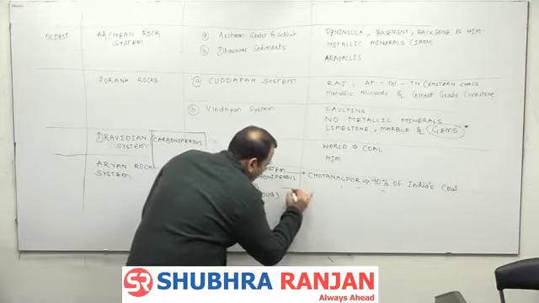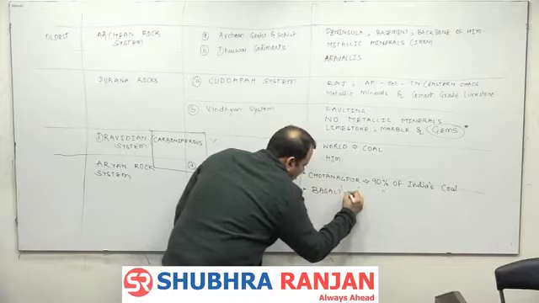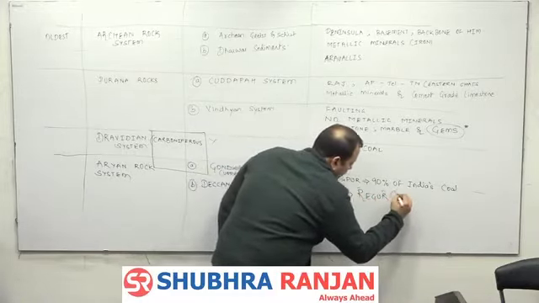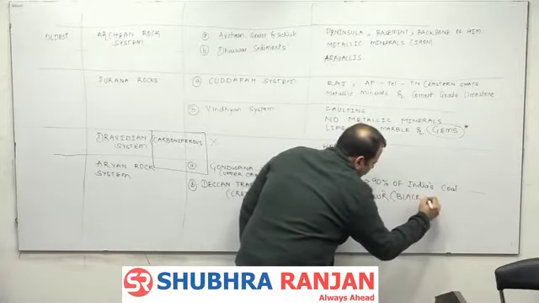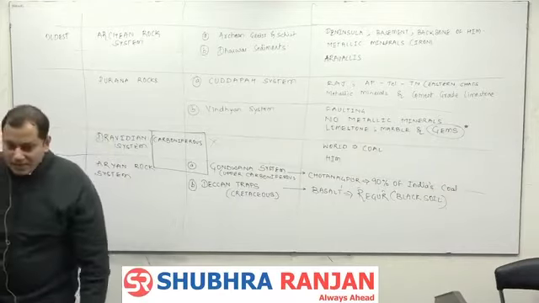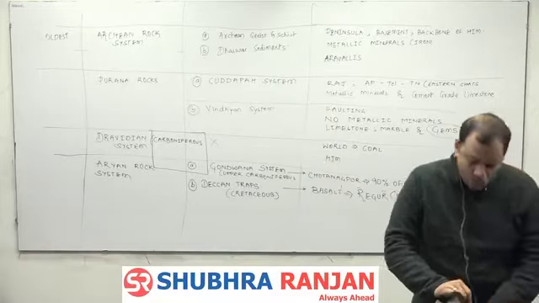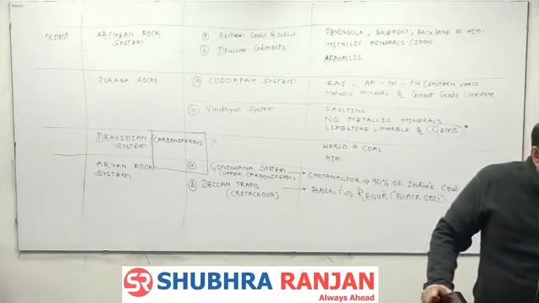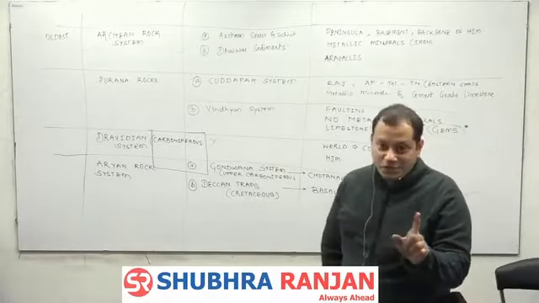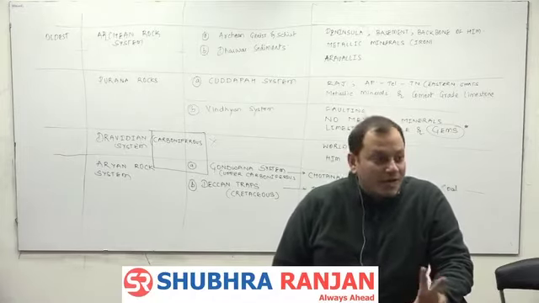And it resulted in the formation of basalt, which over the period of time resulted in the formation of regur or black soil. Black soil. Why the color black? Why the color black in the soil? Black color is given by two things. One, due to iron, or either due to organic compounds, humus.